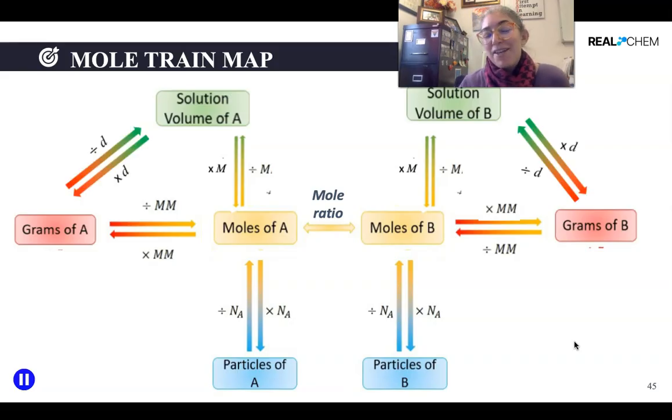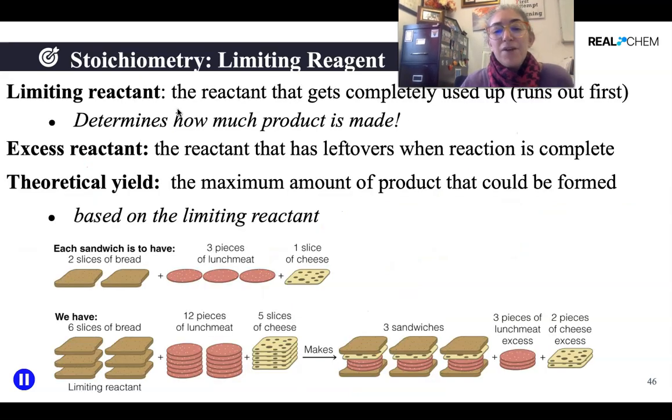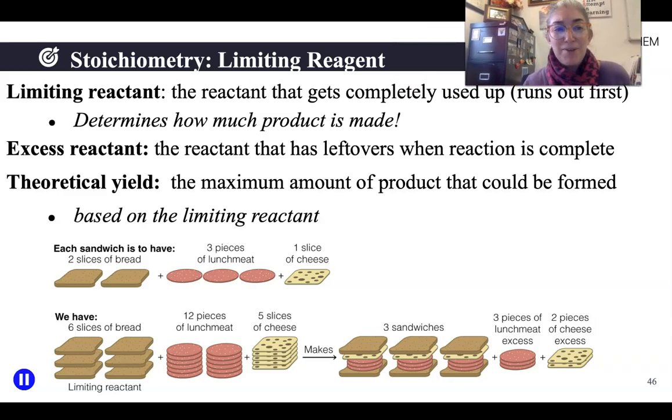We also have another conversion factor that I added, which is density, which can allow us to go from grams of solution to volume of solution, that kind of thing. So stoichiometry is just recipe adjustments in chemical reactions. And just like with any good recipe, you might have limiting reactants and excess reactants.